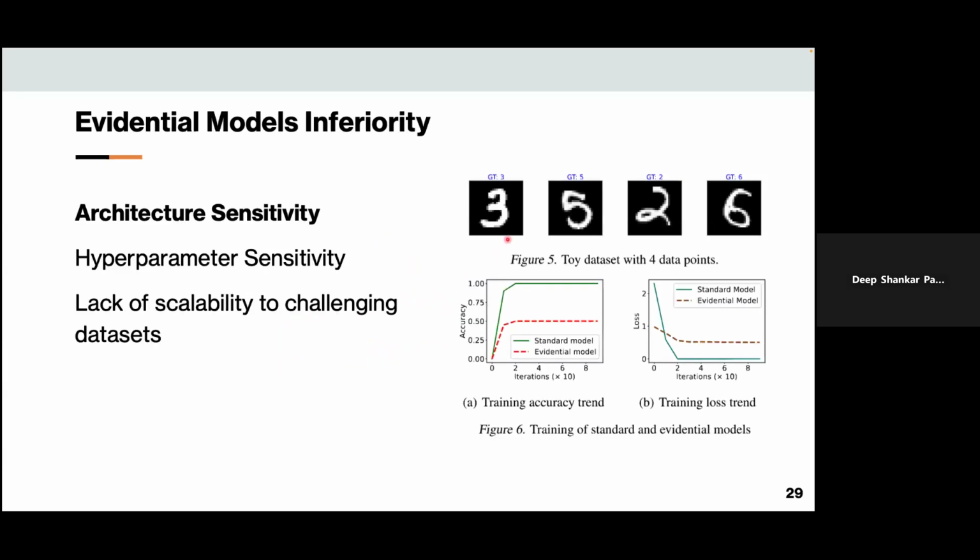Next, we tried to look at another experiment where we designed a two-way dataset that just has 4 data points. We modified the architecture and looked at the evidential model's performance. The data had just 4 points, and the standard model was able to easily overfit the 4 data points and obtain good accuracy. The evidential model was just able to obtain 50% accuracy. So what we observed was modifying the architecture could lead to failure of evidential models.